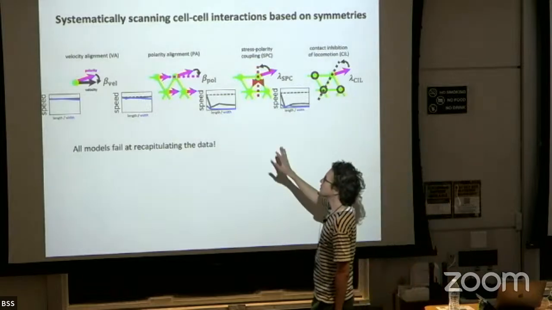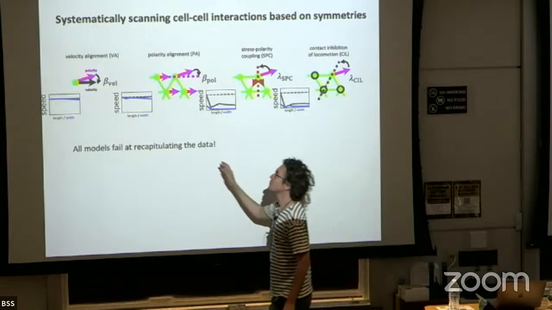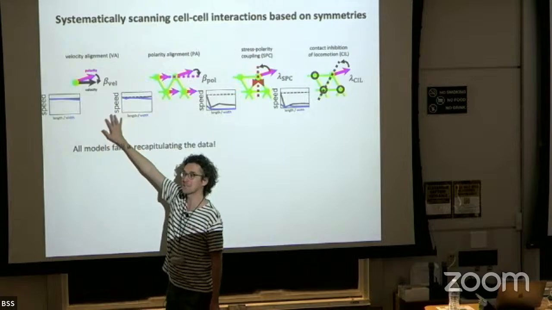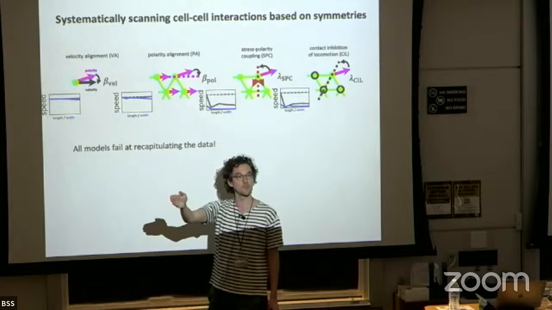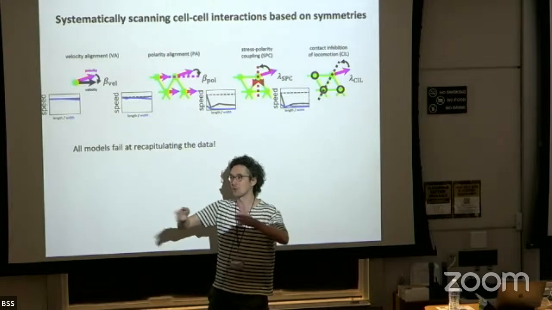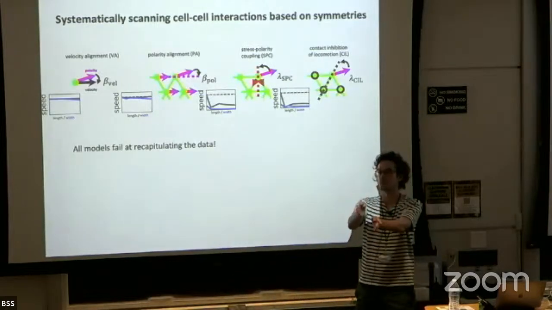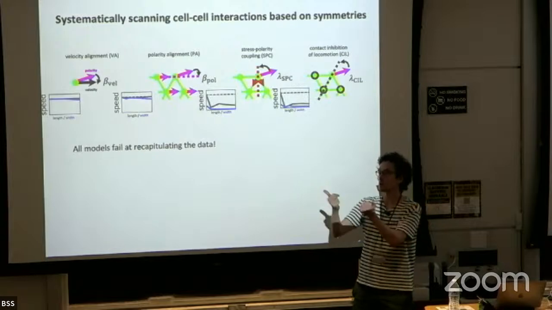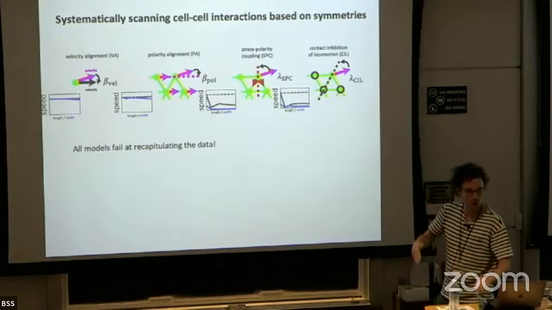And actually, there's a very good reason for why the models fail at recapitulating the data. Basically, if flocking is dominant, if you put some flocking terms, you're always going to move at constant speed, irrespective of whether you're wide or long, right? And if you put an anti-flocking term, you're never going to have net movements. You're always going to create a force dipole, irrespective of whether you're wide or long.